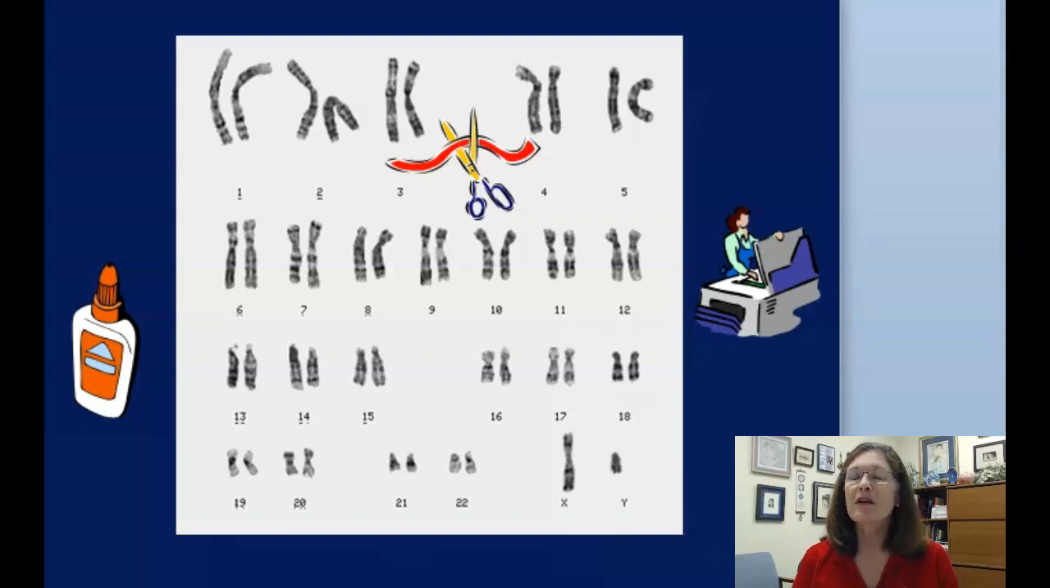You could cut here, there, everywhere. Anything you could do to this picture with scissors, glue, and a copy machine can really happen, and it does really happen. It's just that so many of them are not compatible with life, and babies with those combinations are miscarried, usually very early in pregnancy. But some of the conditions that are viable to birth and associated with a long life are the chromosome 18 conditions. So I'd like to describe to you what they are.